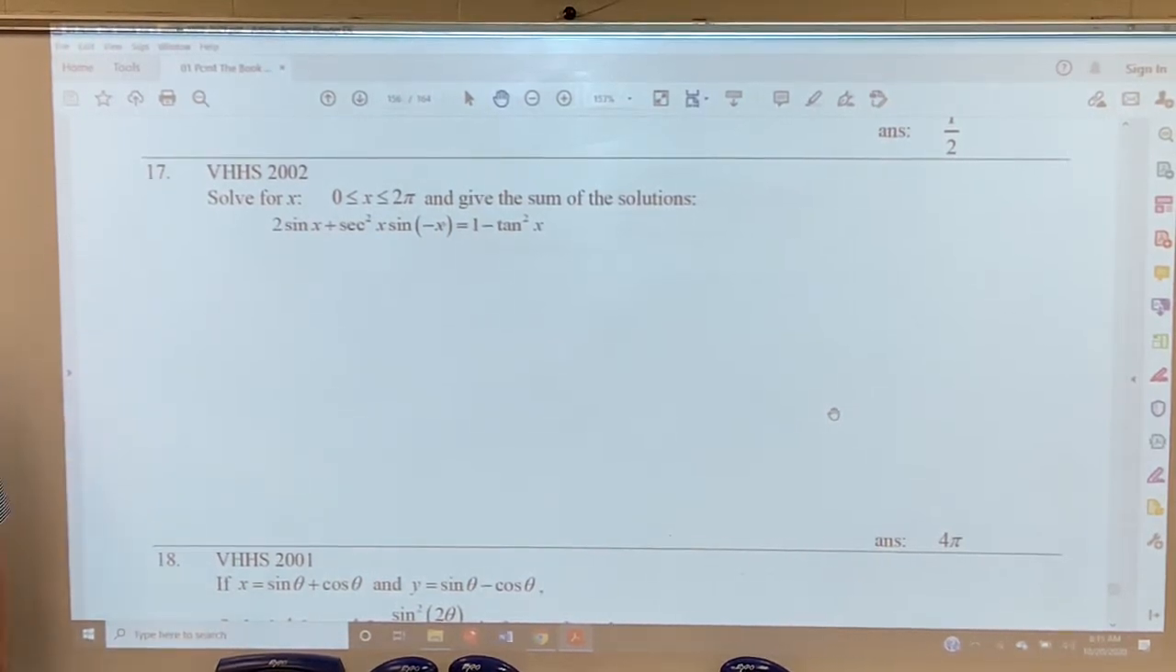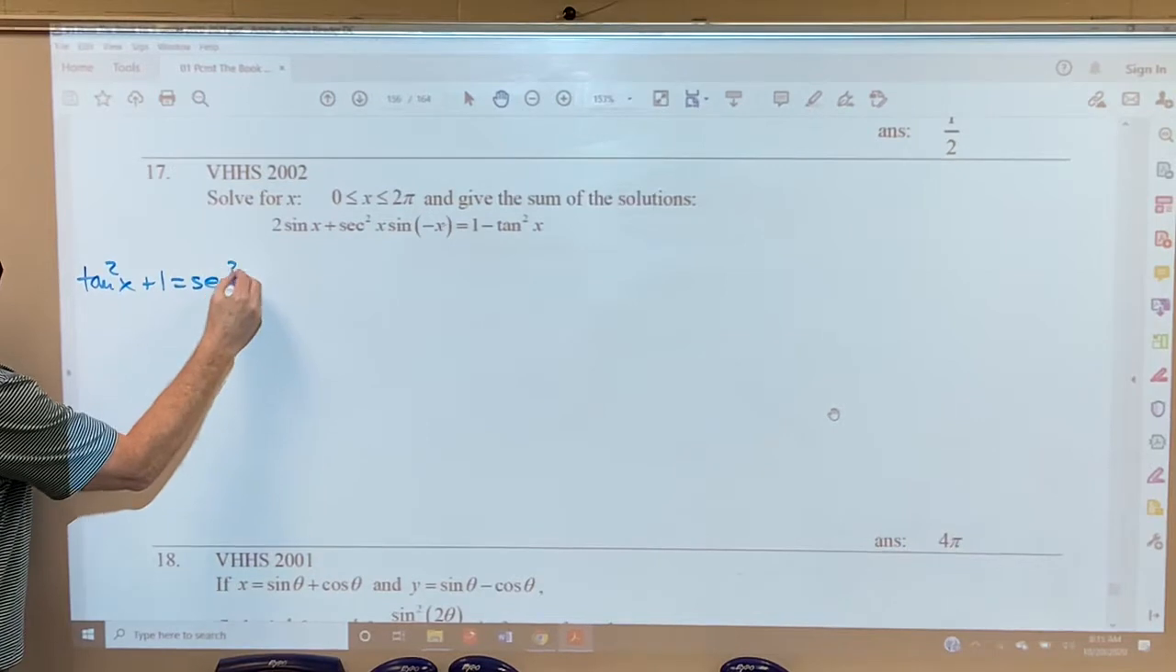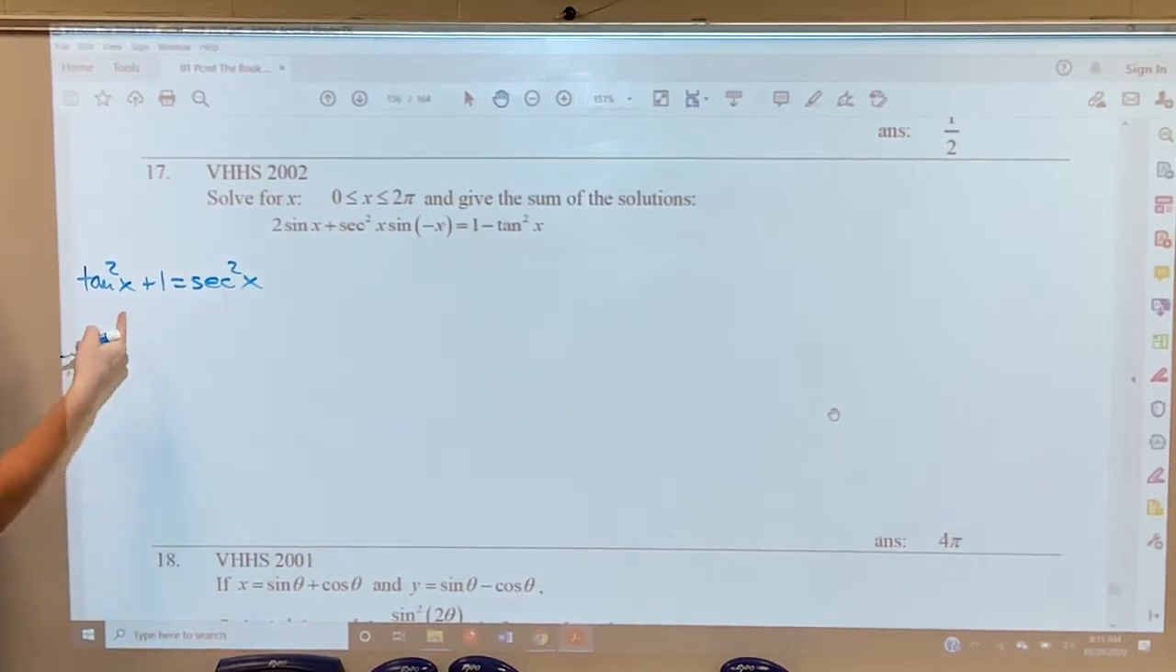Do what? Is 1 minus tangent squared an identity? Well, ask yourself this. Write out the identity. I like the way you're thinking, but write out the identity and say, is there any way to get a 1 minus tangent squared out of that? And if there's not, then don't do it.